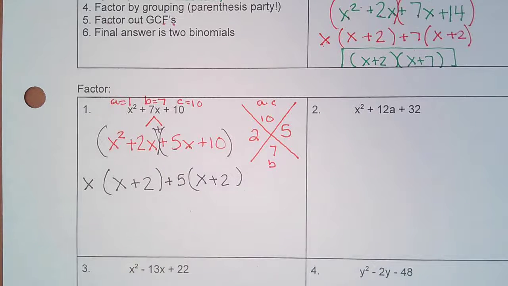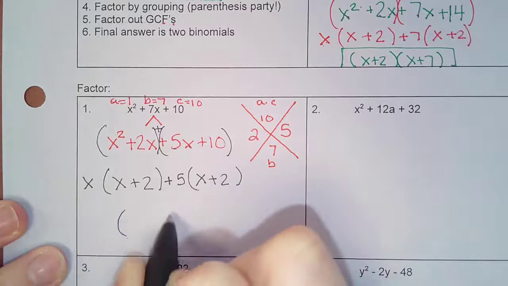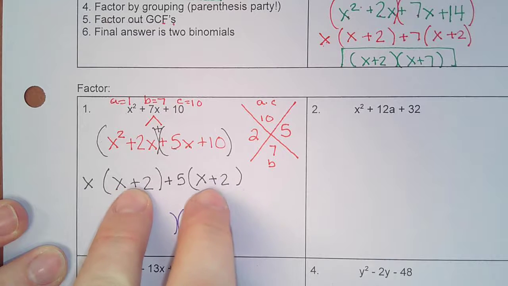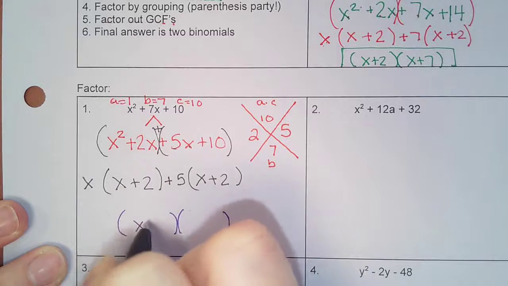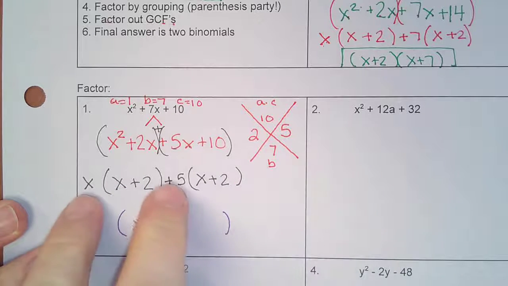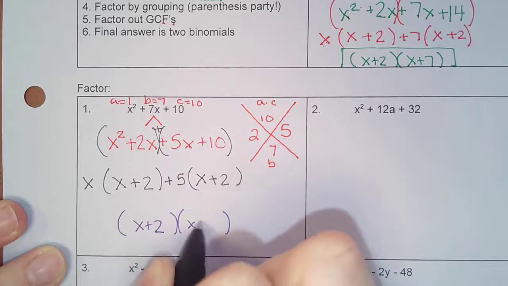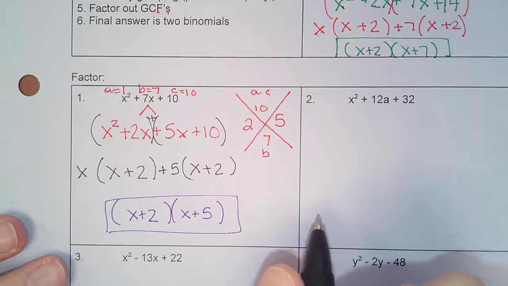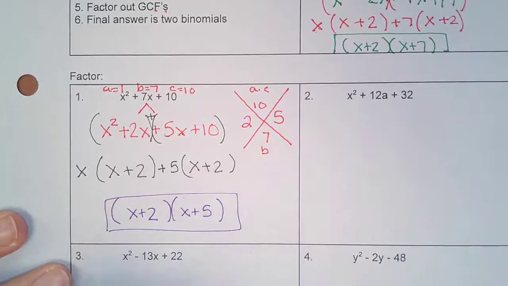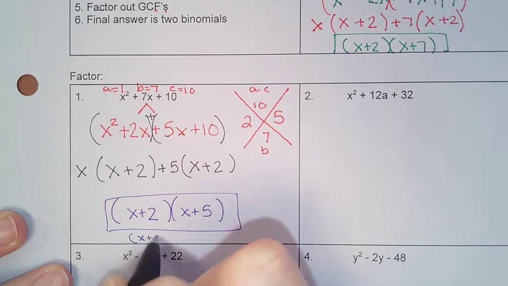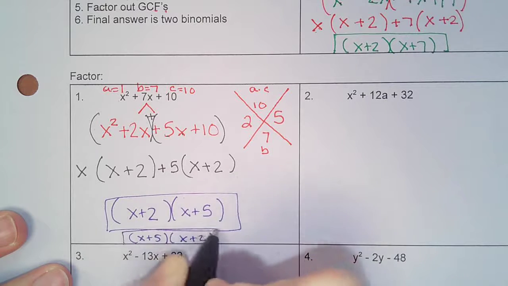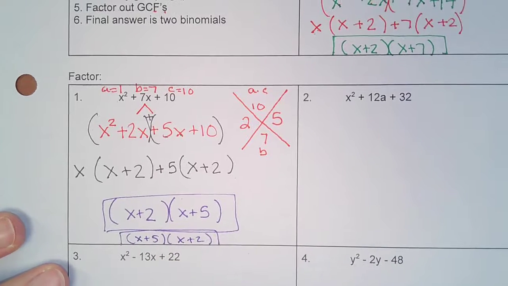My final answer should be written as 2 binomials multiplied together. So let's factor out the matching GCF here. So x plus 2 factors out. And the x plus 5 is what's left. Final answer. Now you might say, well, can I flip those? Sure, it could be x plus 5 times x plus 2. Either one is acceptable.